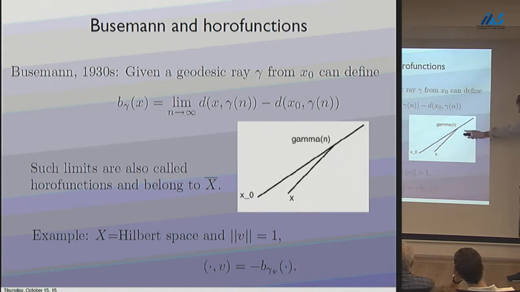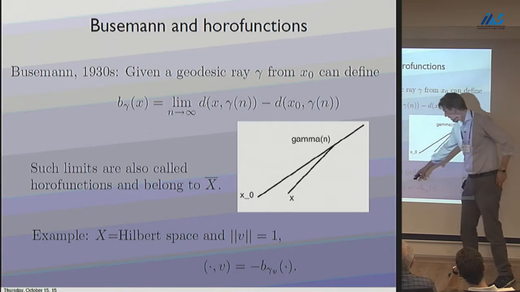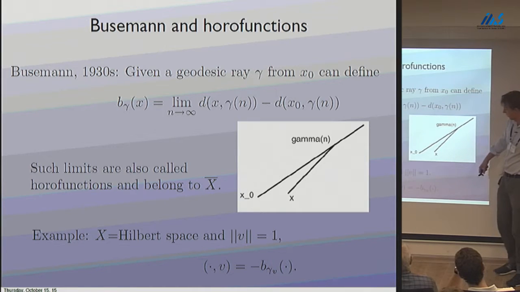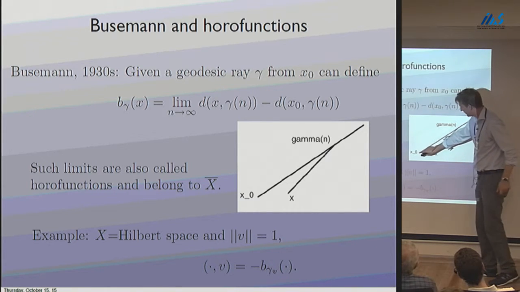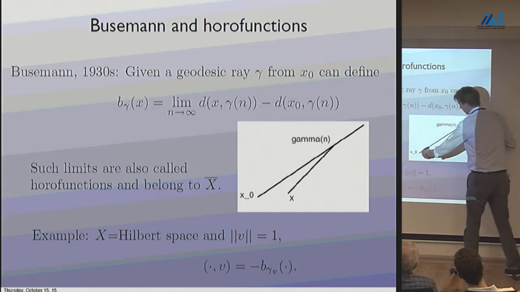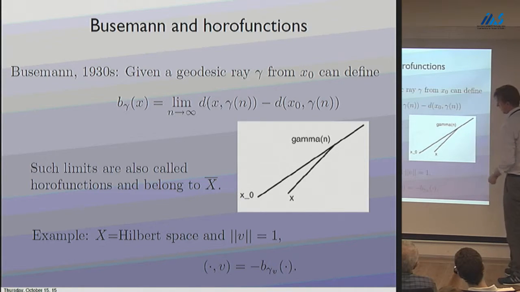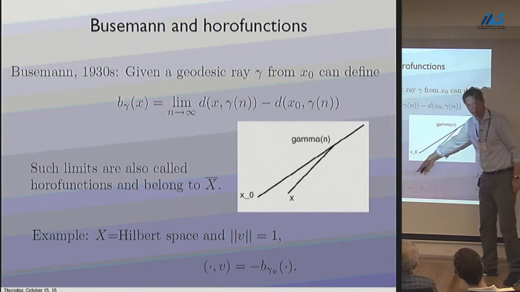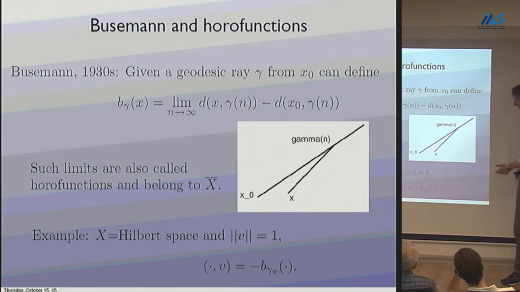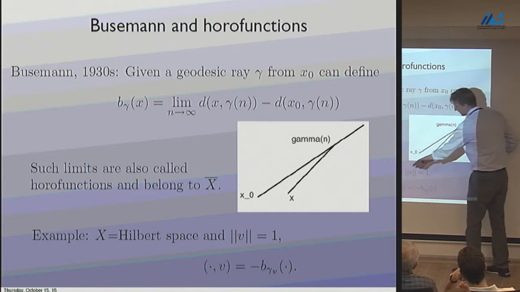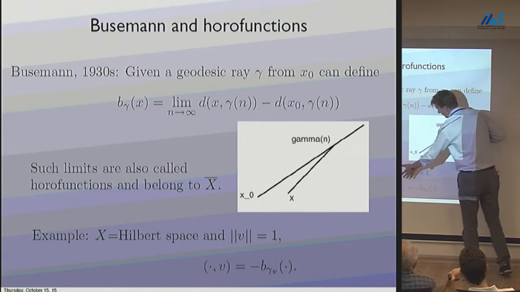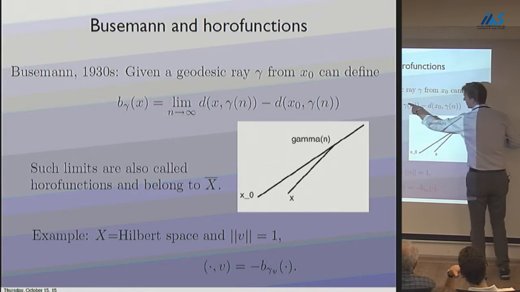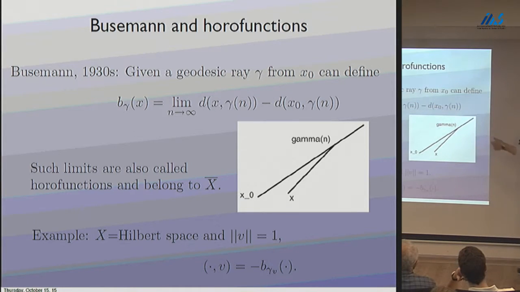If you do this calculation in a Hilbert space, we know linear functions are given by inner product. But you can also take this limit with a unit vector, and it's a first-year undergraduate calculation to show that this limit gives you back the inner product. Not every space has an inner product, but this makes sense in any Banach space or any metric space.